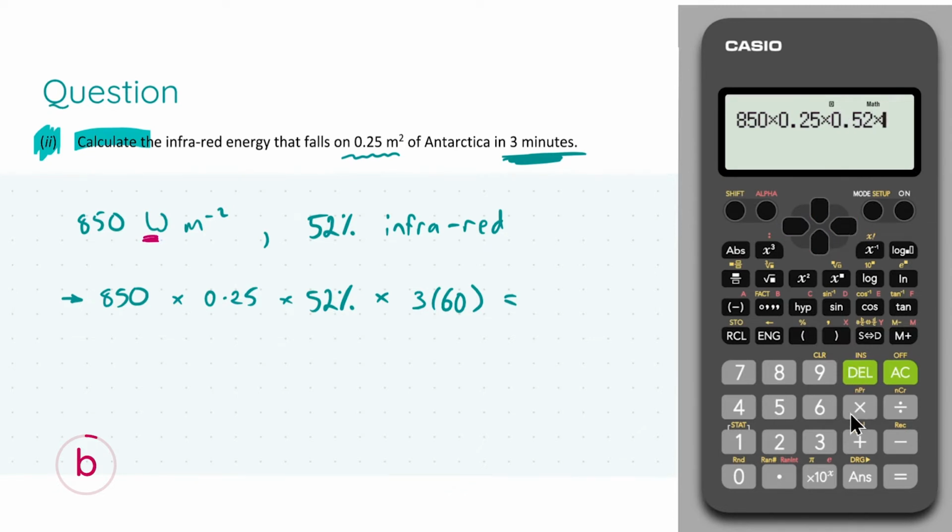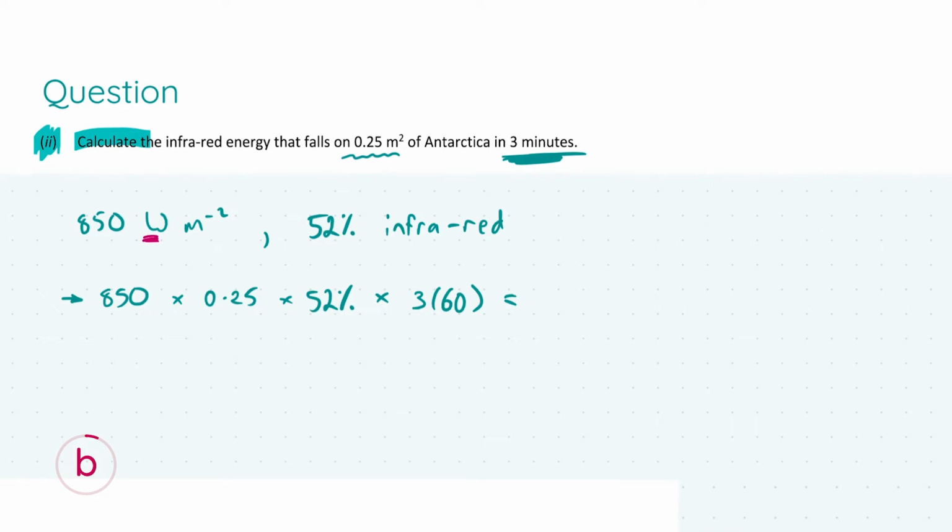And finally, we're going to multiply by 3 times 60, and we're going to use those brackets there just to make sure that it does it all together. You could also multiply this by 180 if you knew that off the top of your head, and we're going to just get that to equal, and the answer we get is 19,890 joules. So writing that down here, we're going to have 19,890 joules, and joules here being our SI unit for energy.